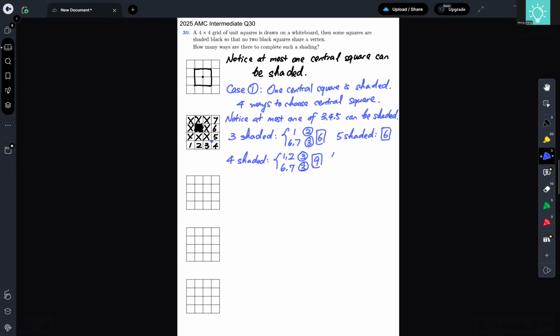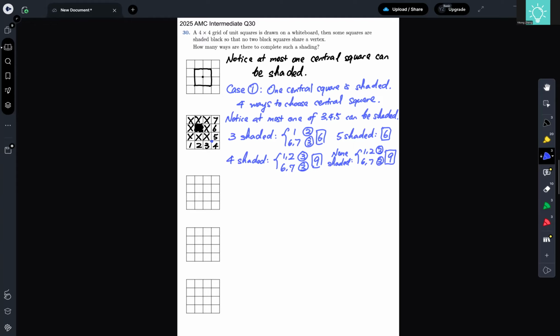And what happens if none of them are shaded? If none of 3, 4, and 5 are shaded, then again, for 1 and 2, I can choose whether to shade one or neither of them, and same with 6 and 7. 3 times 3 is 9. We cannot shade 3, 4, and 5 because that's the assumption.